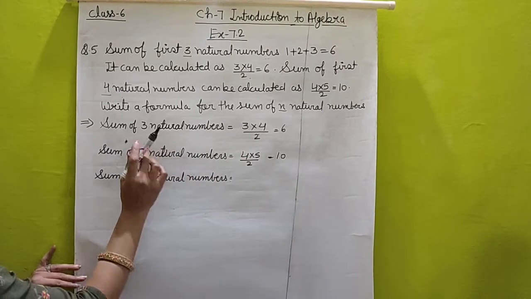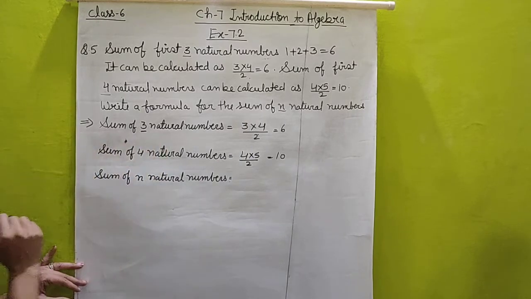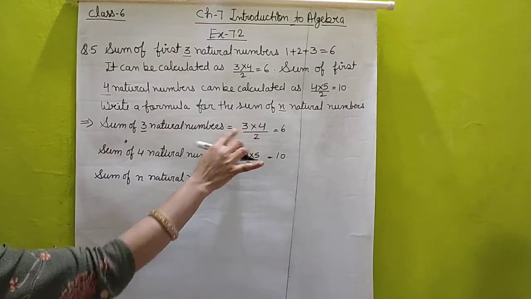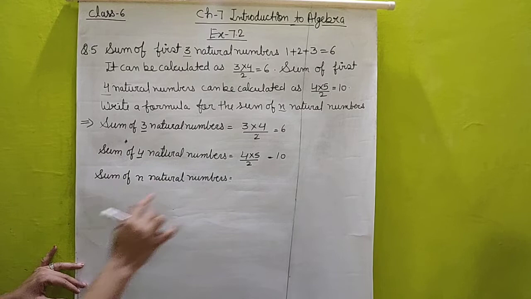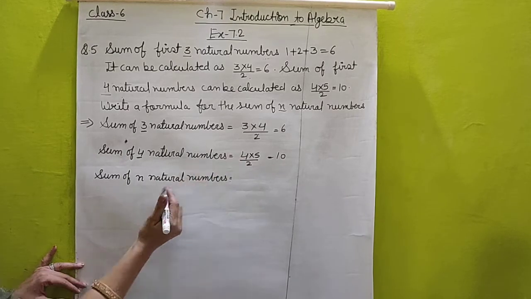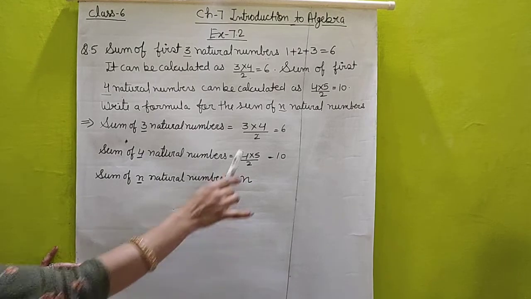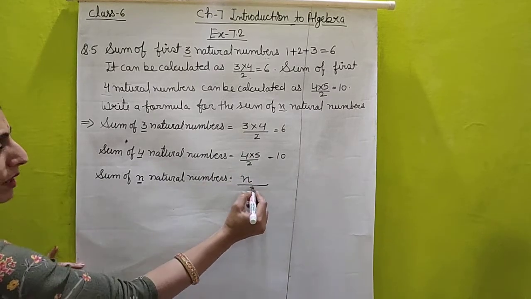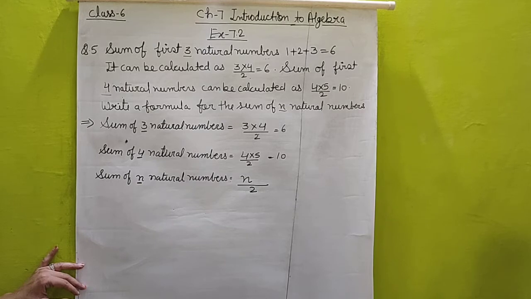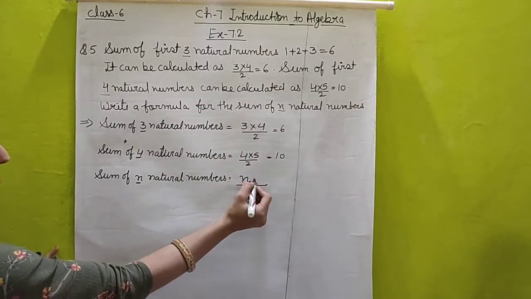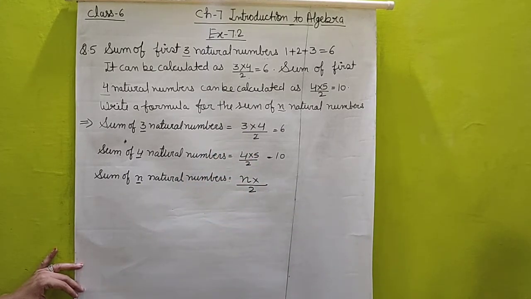So students, here you can see 3 natural numbers are given. That's why they have written here 3. Here 4 natural numbers are given, so they have written 4. Here n natural numbers are given, so we can write n first. Divide by 2, divide by 2. So here also we can do divide by 2. Here there is a multiplication sign, we can also put a multiplication sign.